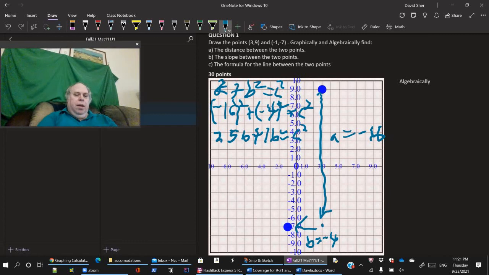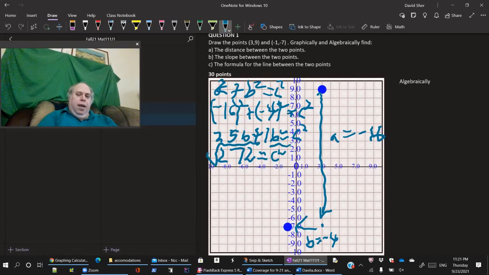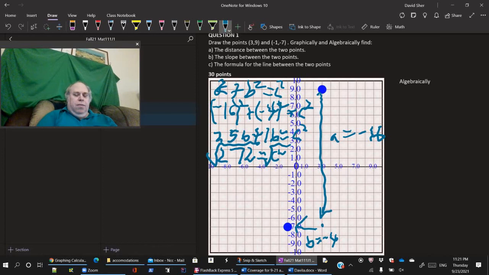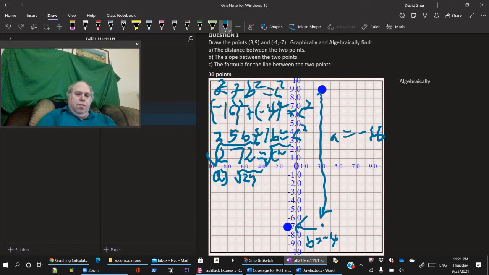And that's going to be 272 equals c squared. We square root both sides. Now, since this is the length of a diagonal, we just need the positive root, and that's the square root of 272. So that's graphically the answer to part A.